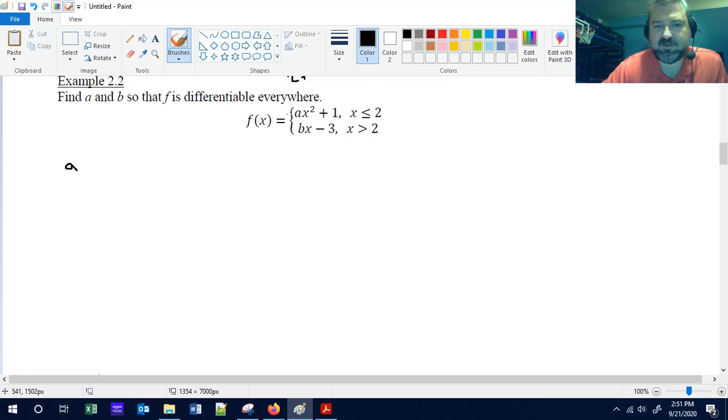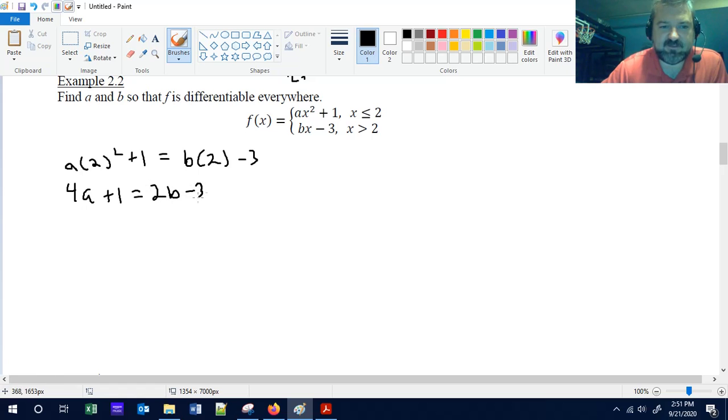This is differentiable everywhere. This is differentiable everywhere. It's just the fact that they're at x equals 2, we have to switch between the two. So we're going to put a 2 in for x, and we're going to say you have to equal the same as when I put a 2 in for x here. So remember, these are continuous everywhere except for possibly where they're switching between the two branches of the piecewise defined function. So I get 4a plus 1 equals 2b minus 3. So that's 4a minus 2b equals a negative 4.